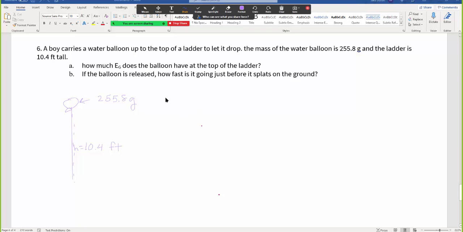How much potential energy does the balloon have at the top of the ladder? So gravitational potential energy is equal to the mass times the gravity times the height. So let's see. They gave us the mass. The mass is equal to 255.8 grams.